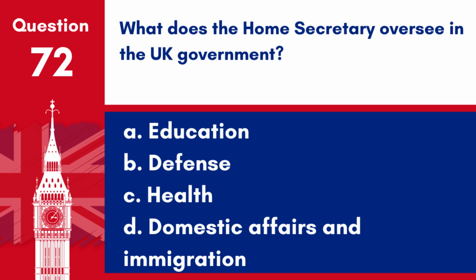Question 72. What does the Home Secretary oversee in the UK government? A. Education. B. Defence. C. Health. D. Domestic affairs and immigration. Answer: D. Domestic affairs and immigration. The Home Secretary is responsible for internal affairs in England and Wales, including immigration and citizenship.